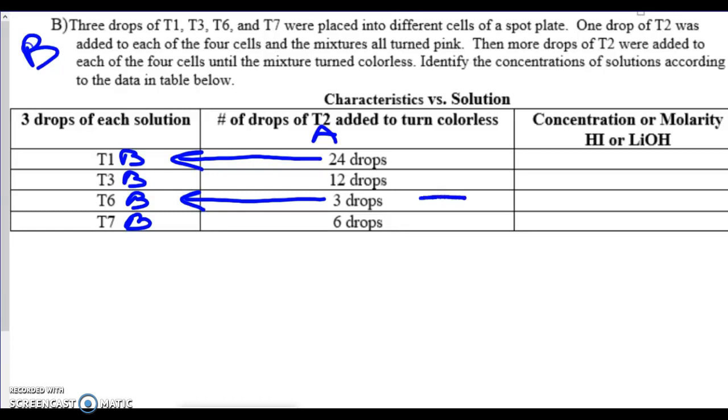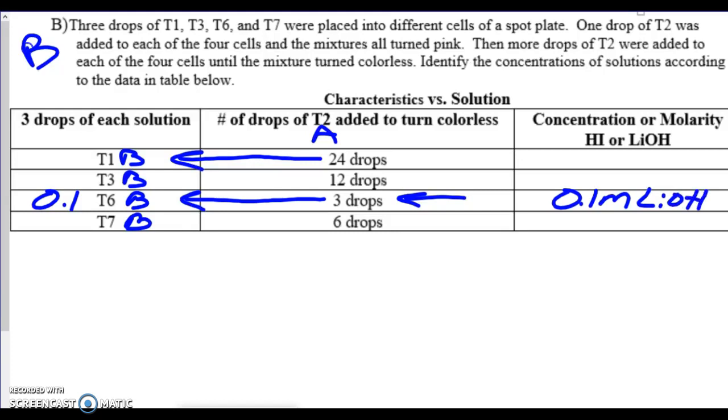This 3 drops, it did it in a very small amount of drops of acid to turn that from pink to colorless. So this T6 here must be very dilute. There must not be a lot of base there. So this is my 0.1 molar lithium hydroxide.